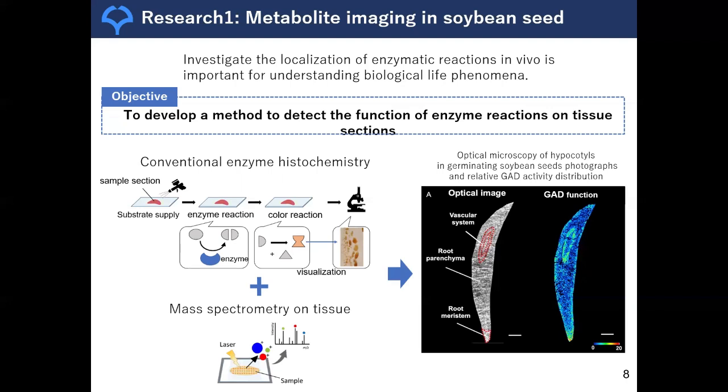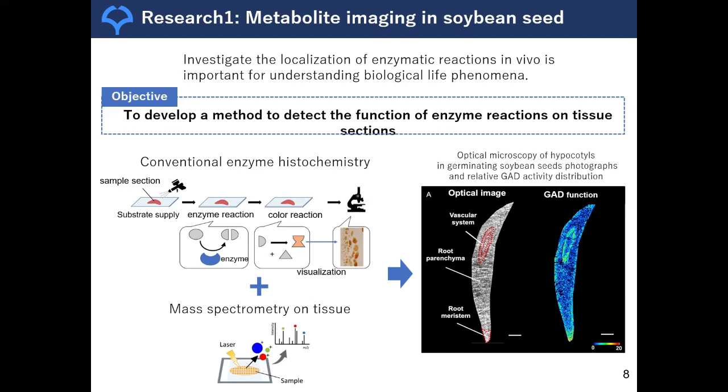The first is the development of a method for visualizing enzyme reactions on plant tissues in MSI. The localization of enzyme reactions in living organisms is important for understanding biological phenomena. Enzyme histochemistry has been used to study the localization of enzymes. However, there are many limitations, such as the need for staining, and there are a limited number of enzymes that can be examined.